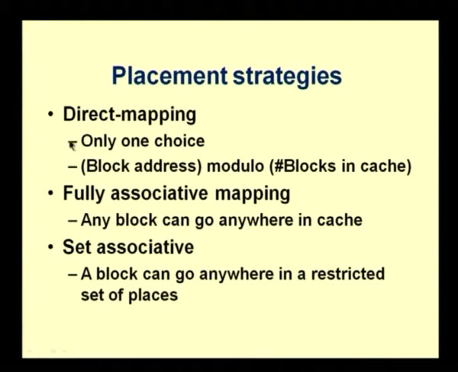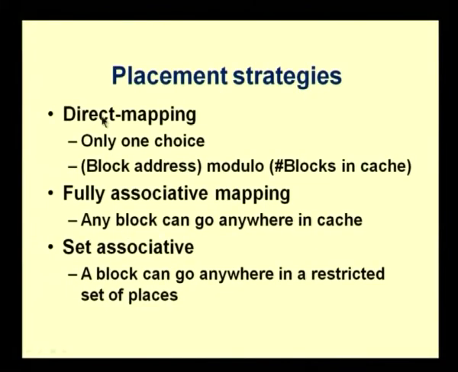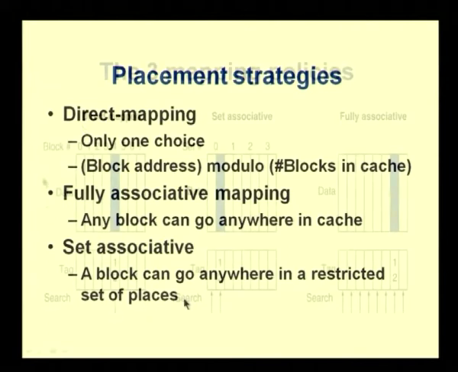Again, we already know that there is something called a direct mapped cache, which we have looked at in detail. And then we said there are 2 other mappings possible, fully associative mapping and the set associative mapping. In fully associative mapping, we said any block can go anywhere in the cache, as opposed to direct mapping where there is only one choice. In set associative mapping, we divide the cache into different sets, and the block can go anywhere in a restricted set of places, that is, within a set it can go anywhere. Let us look at how this works.